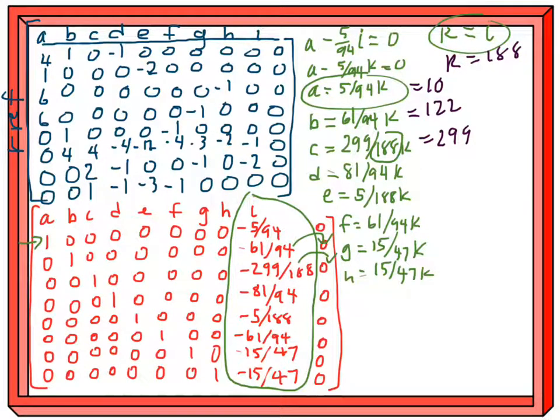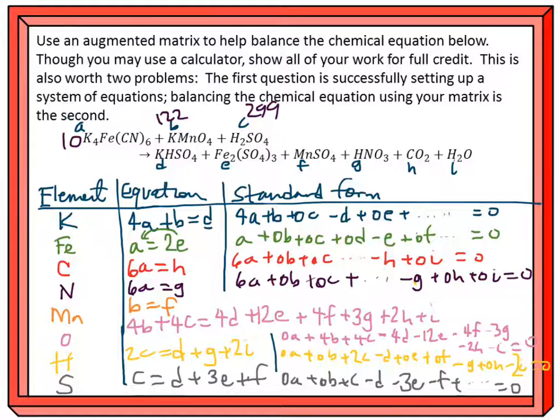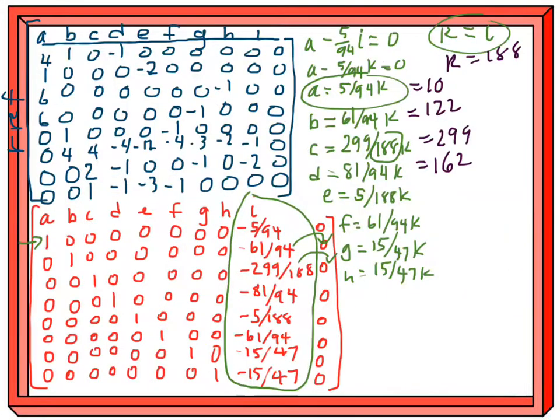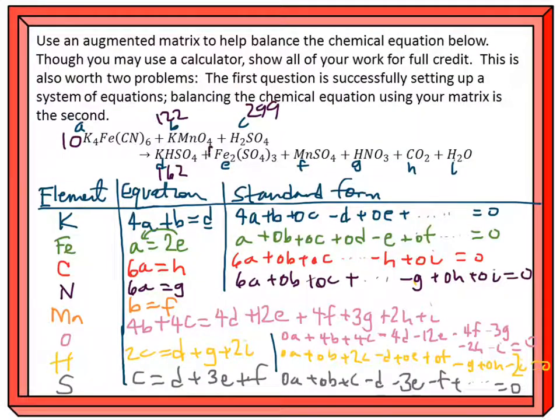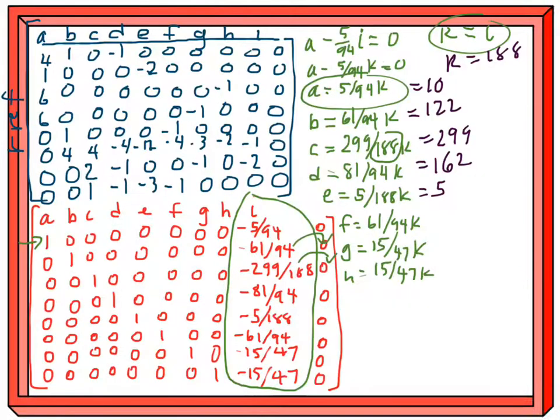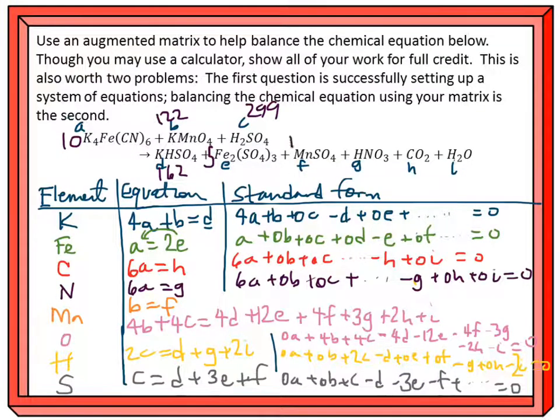On D, 94 and 188 will cancel, leaving 2. 2 times 81 is 162. Now we're on to E. We're almost there. 188 will just completely cancel, leaving us with a 5 for E. 5 of those. Okay, for F, 94 will cancel, leaving a 2. 2 times 61, we already did that, as 122.